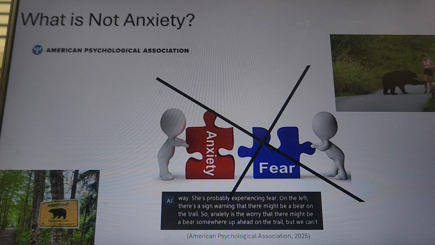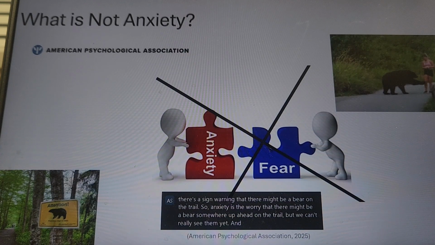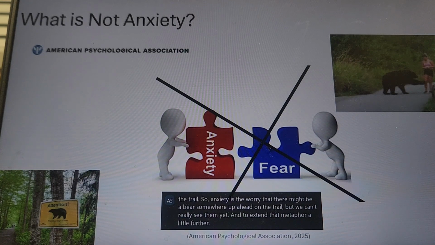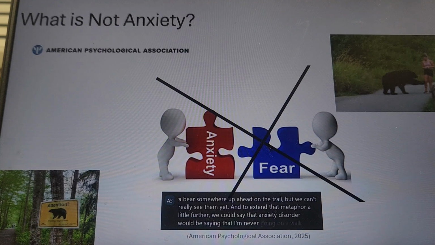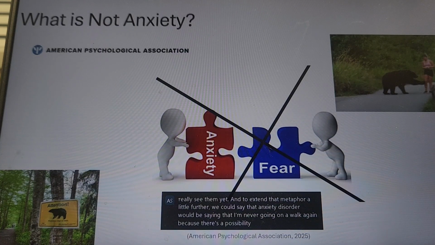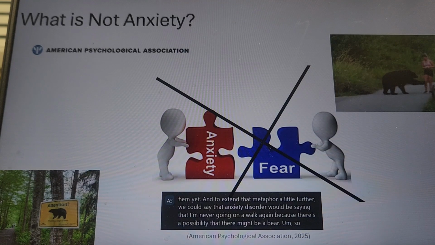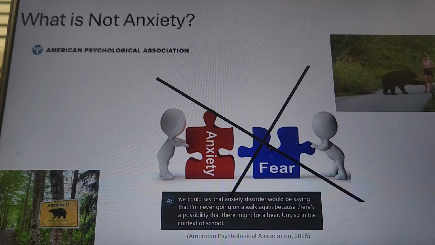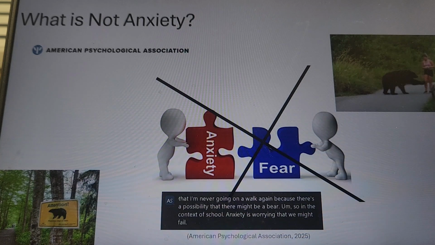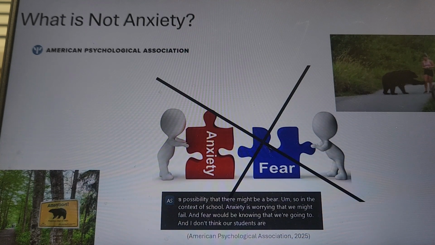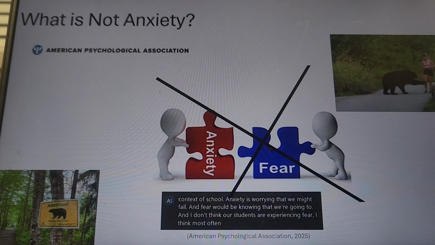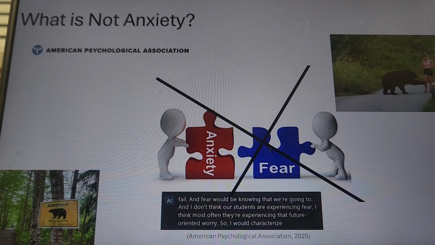And to extend that metaphor a little further, we could say that anxiety disorder would be saying that I'm never going on a walk again because there's a possibility that there might be a bear. So in this context of school, anxiety is worrying that we might fail, and fear would be knowing that we're going to. And I don't think our students are experiencing fear. I think most often they're experiencing that future-oriented worry. So I would characterize that as anxiety.